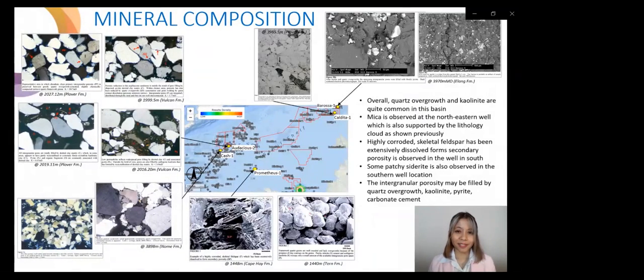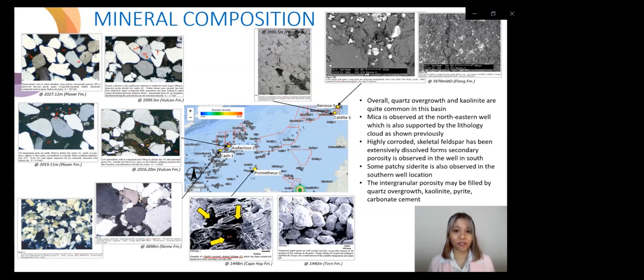Similar to the previous lithology distribution, in this slide, for the mineral composition, some wells were selected and then the images and description of minerals are compiled and labeled on map. Based on the observation, we can say that overall quartz overgrowth and kaolinite is quite common in this basin. Mica is observed at the northeastern well, which is also supported by the lithology cloud.